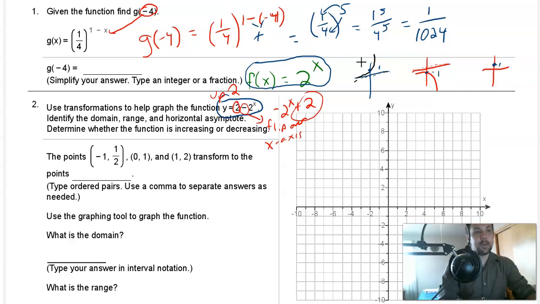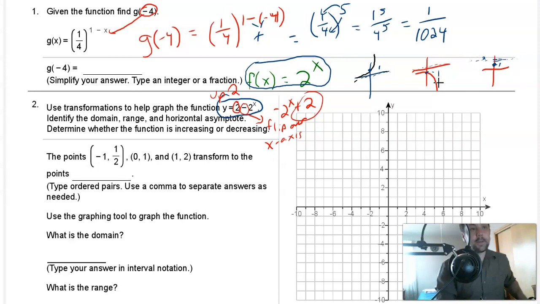So it's going to end up right where it started, except it's going to be flipped over. The asymptote also gets shifted up 2. So it starts off at 0, and now that's going to get shifted up 2, so it's going to be up here at 2. Right? So instead of being at y equals 0, it's now going to be at y equals 2.